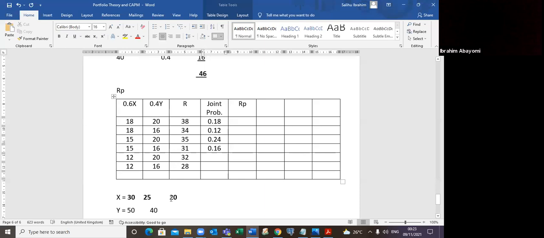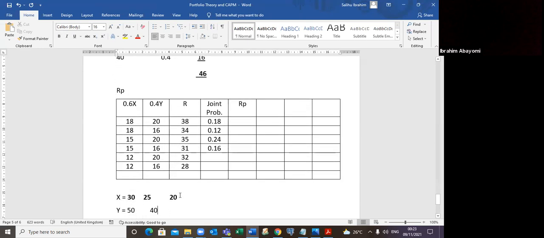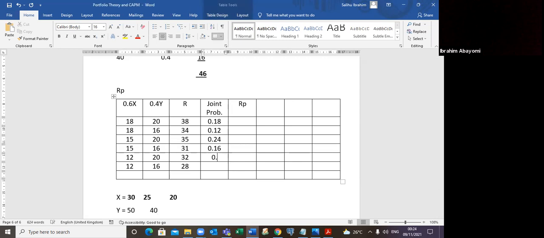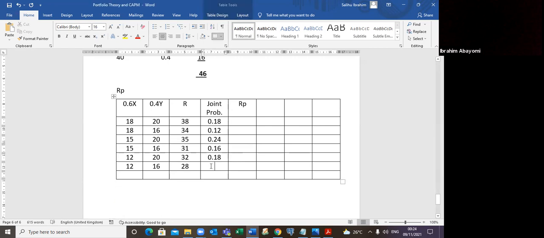Then you now come to 20. Probability of 20 is 0.3. Probability of 50 is 0.6. So we're going to have 0.18. Probability of 20 is 0.3. Probability of 40 is 0.4. So 0.3 times 0.4 will give me 0.12. These are the joint probabilities.